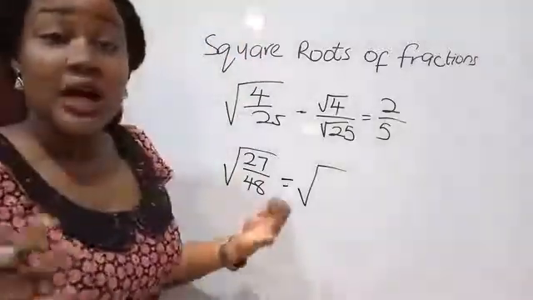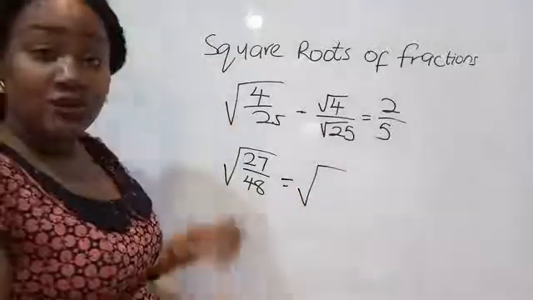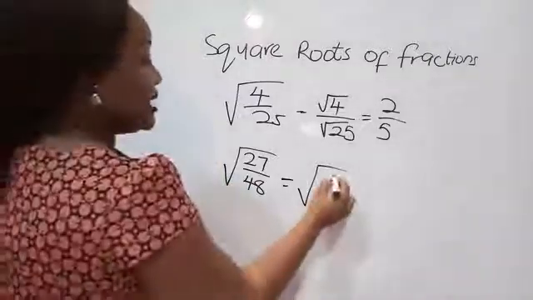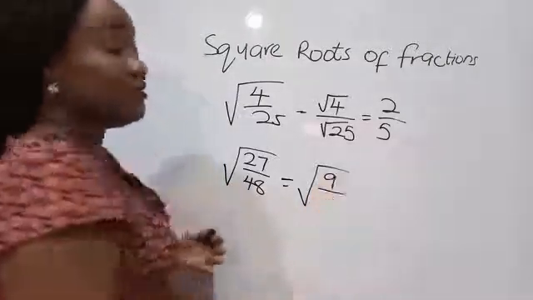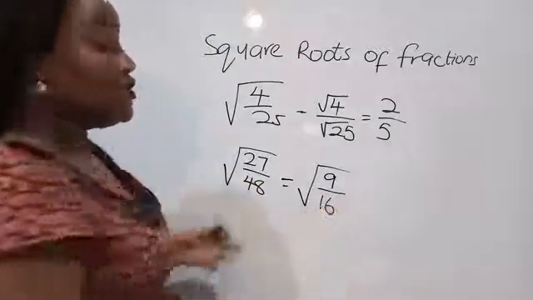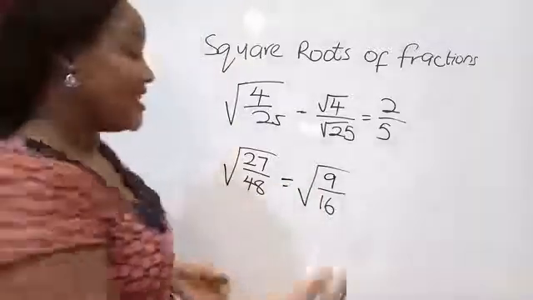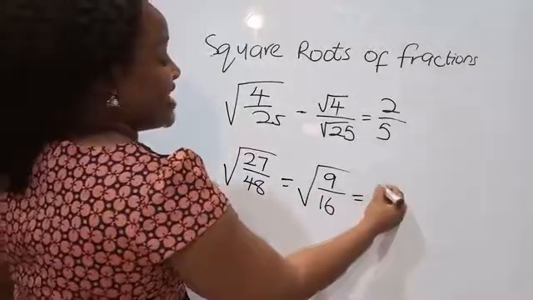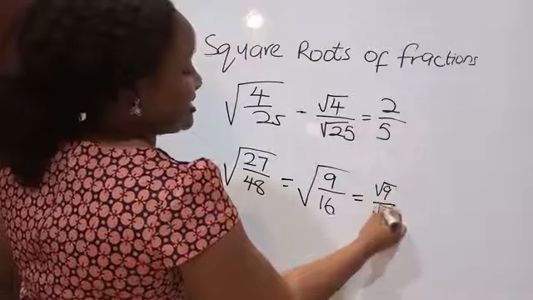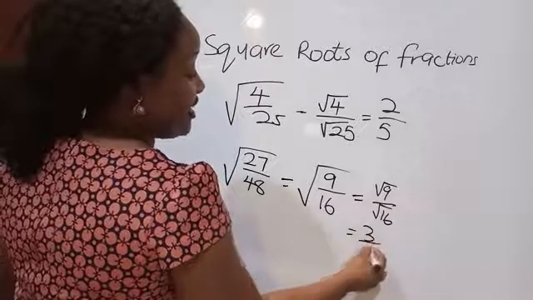27 divided by 3, okay? I think 3 is a factor of 27 and 48. So 27 divided by 3 gives us 9. And 48 divided by 3 gives us 16. So you find out the square root of 9 over 16 gives us square root of 9 over square root of 16, and it gives us what? 3 over 4.